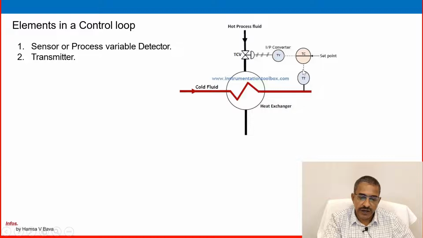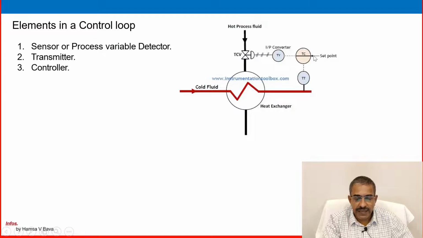The transmitter will receive and convert the signal to a standard form, either an electric or a pneumatic signal. Then it goes to a controller. The controller has an inbuilt, pre-designed set point, plus the process variable, the PV value, coming from the field. The controller compares the set point with the PV.